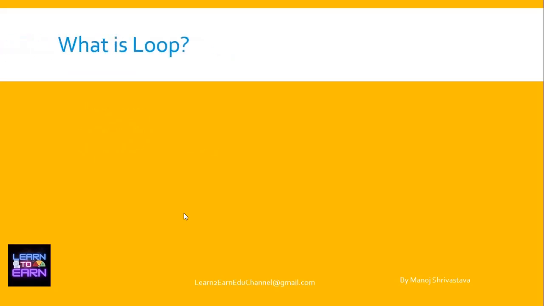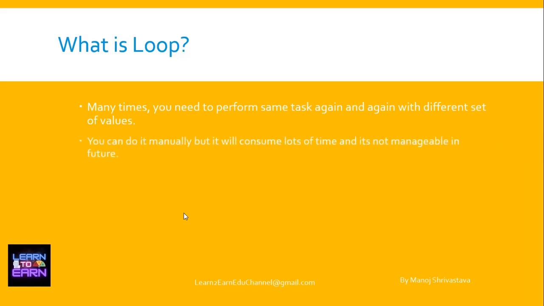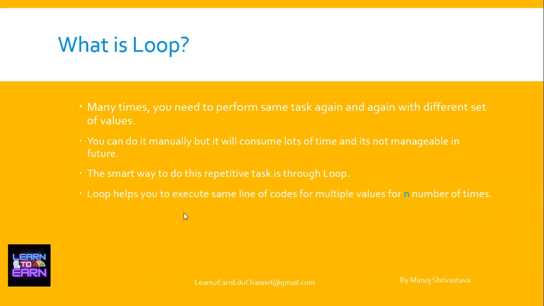So what is a loop? Many times you need to perform the same task again and again with a different set of values. You can do it manually, but it will consume lots of time and it's not manageable in the future. The smart way to do this repetitive task is through a loop. A loop helps you to execute the same lines of code for multiple values, n number of times.